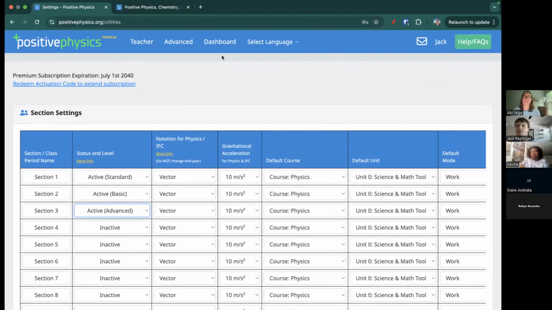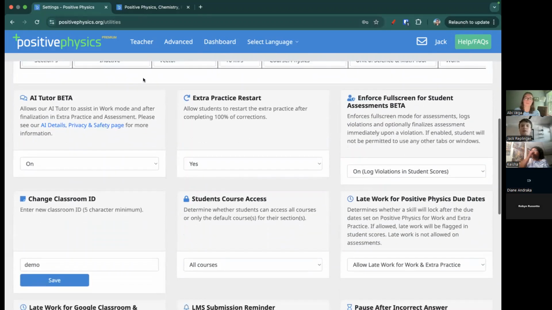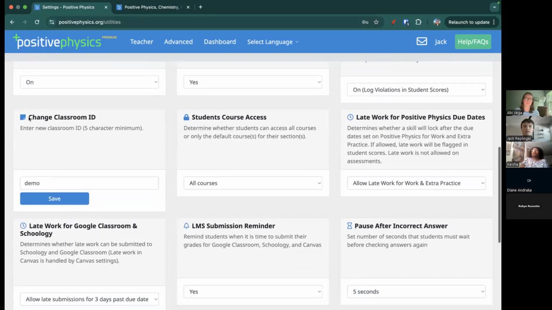Diane asked one in the chat. She said, is there a place where you can find your classroom ID? Yeah, if you're logging in with Google, you might forget what it is. Abby, if you scroll down, this was on the settings page. You'll see, right there, it says change classroom ID and it'll pop up what yours was. Like ours was demo. So if you made it last year, you can change it or something like that.